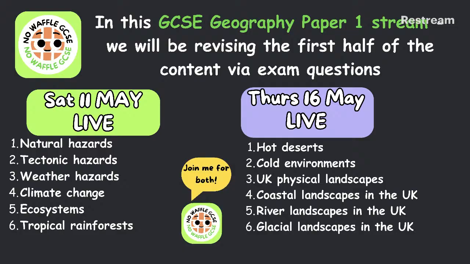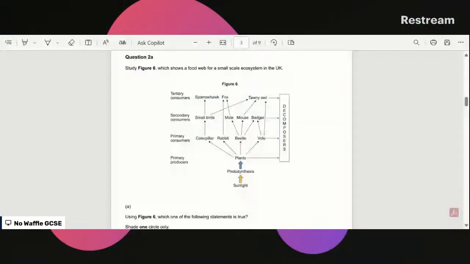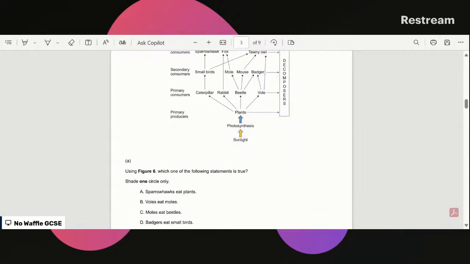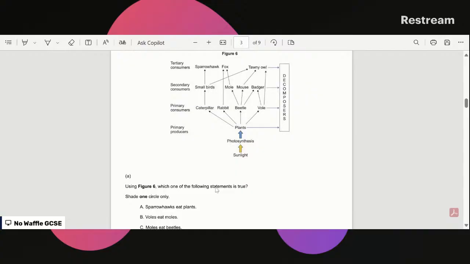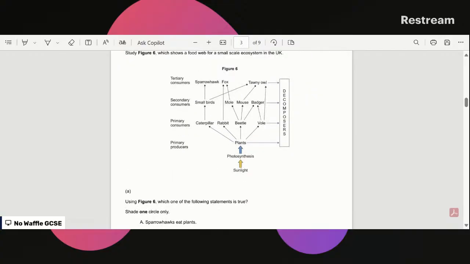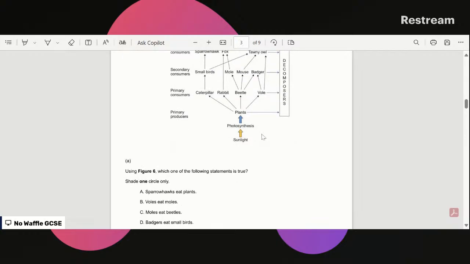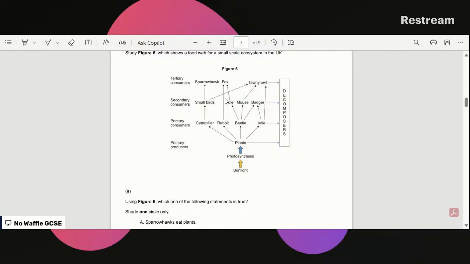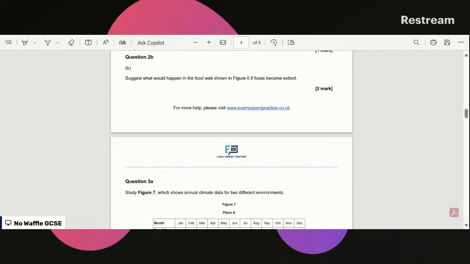So let's look at this question here. We've got a food web showing a small scale ecosystem in the UK. Now, using this figure, which one of the following statements is true? Sparrowhawks eat plants. Nope, they eat small birds. Voles eat moles. Nope, they do not. Moles eat beetles. Yes, they do. Clearly, that arrow is showing that. So the answer is C.